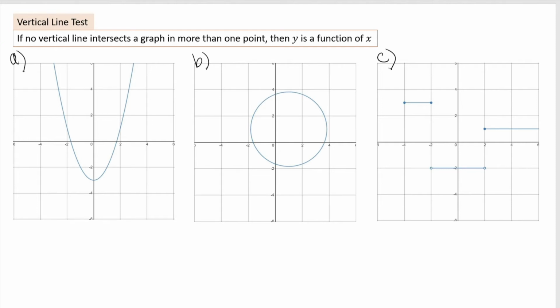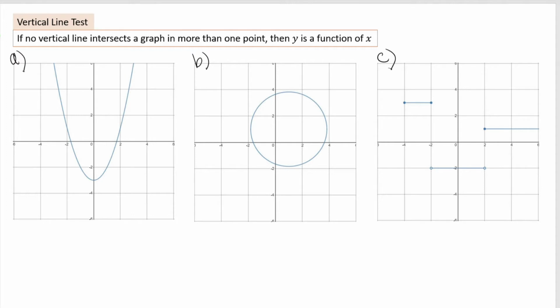The vertical line test determines if a given relation is a function or not. So, if no vertical line intersects a graph in more than one point, then y is a function of x.